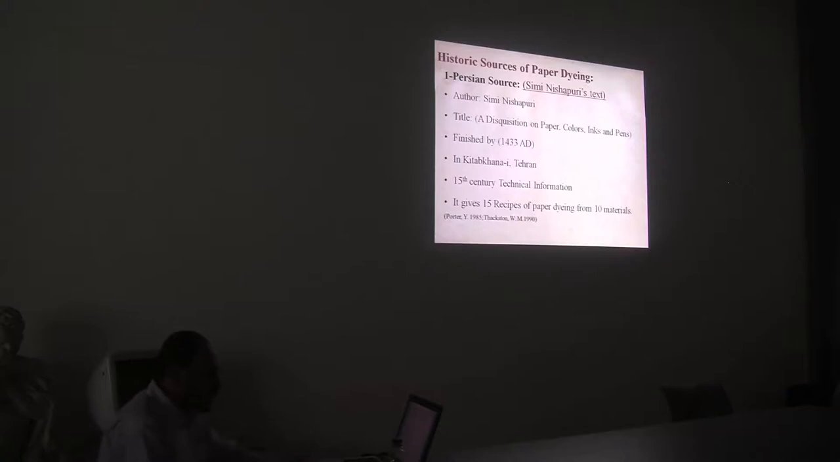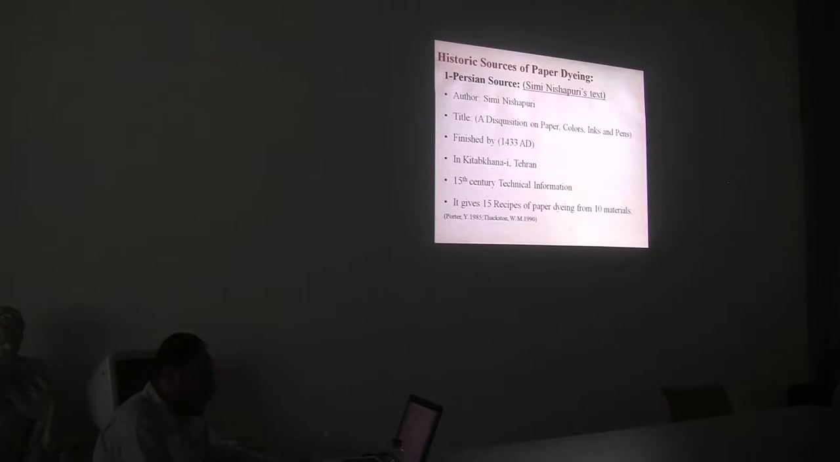When I started to collect some data about coloring paper in the Islamic era, I found that there is only one treatise that contains technical information regarding paper dye. This manuscript was written by a librarian called Sami Nisaburi in the city of Mashhad in 1433, with the title Disquisition on Paper, Colors, Inks and Pens.